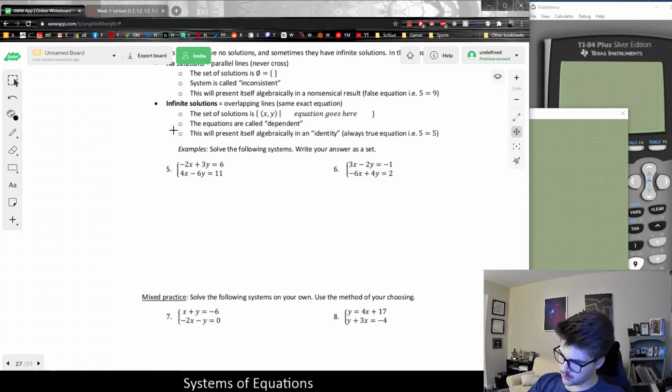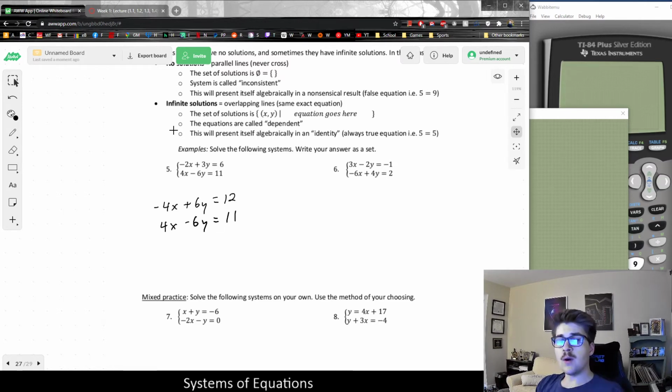And I need to zoom in on my tablet. There we go. If I multiply the first equation by 2, I'd have -4x plus 6y is equal to 12. And I could leave the second equation alone because x is a proper match. Now if I add those two equations together, I would have 0 plus 0. Notice that actually both eliminate.